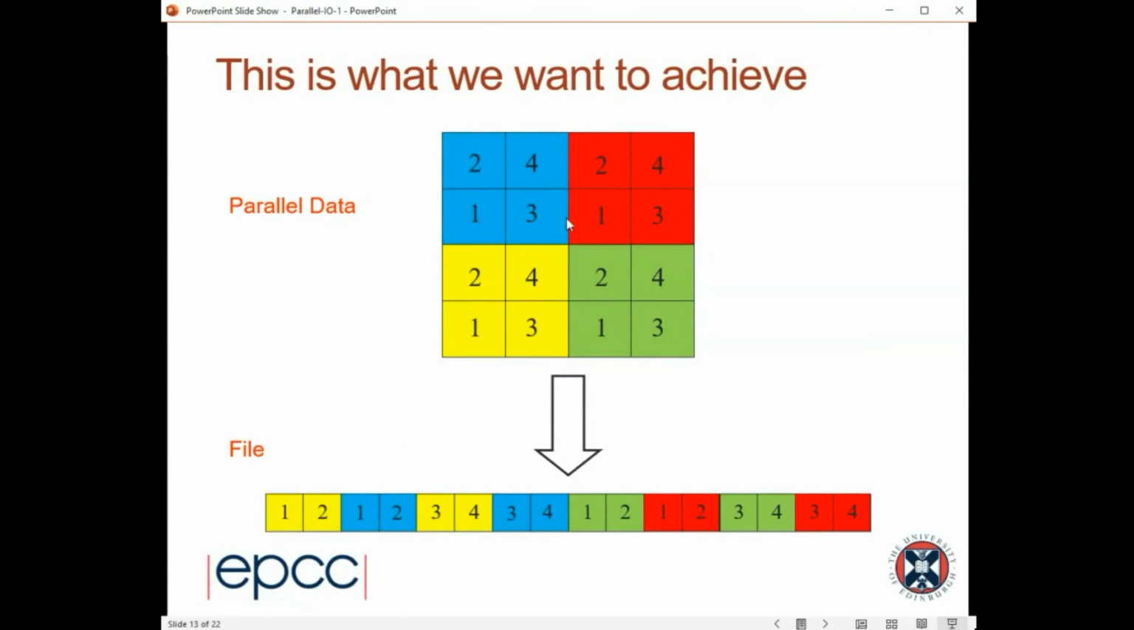So this is what we want to achieve. We want to achieve parallel data written in parallel to a single file, where the data is written out to file in the same order as the serial program would. So we get the same output, the same file on disk as we would in serial, but we get it faster.